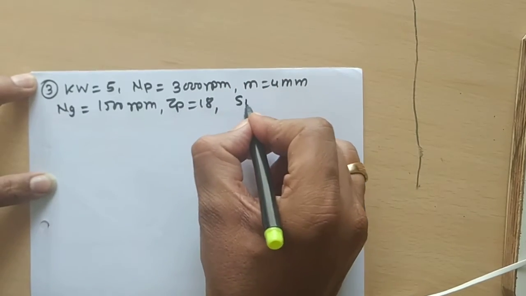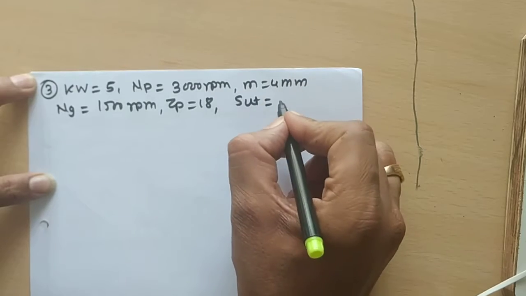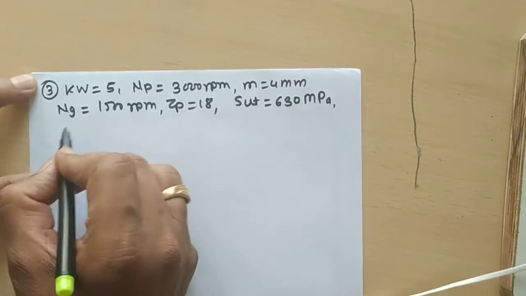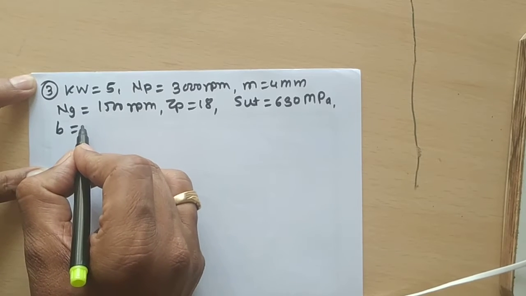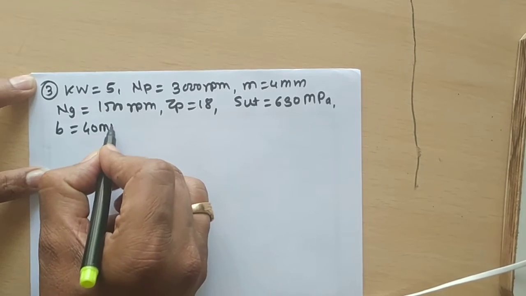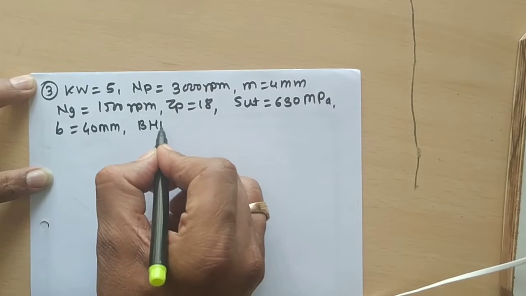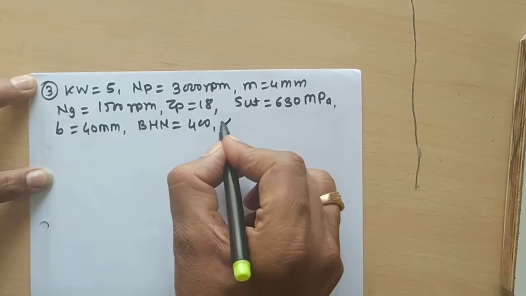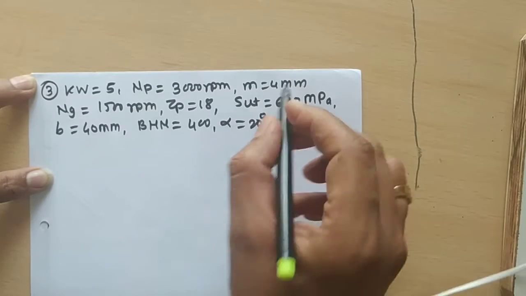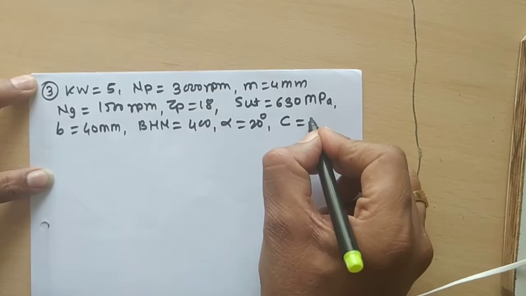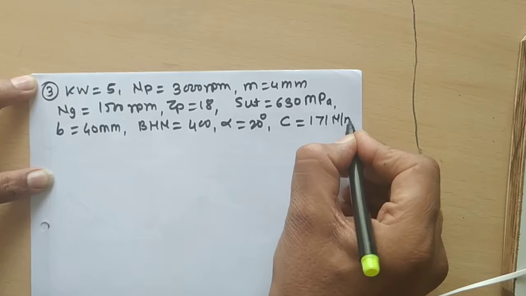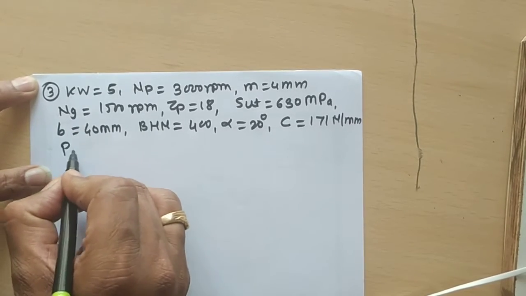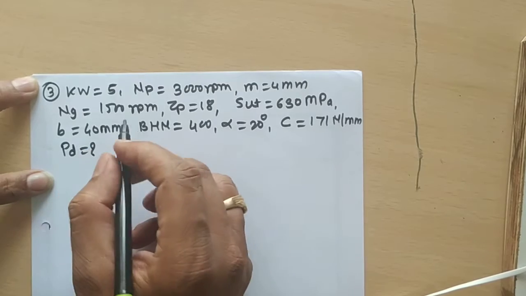Both gears are made of the same material here. SUT is given as 630 MPa, that is Newton per mm square. Face width is given as 40 mm. BHN is also given here, that is 400. Alpha is given as 20 degree. C is given as 171 Newton per mm. Take dynamic load into account.